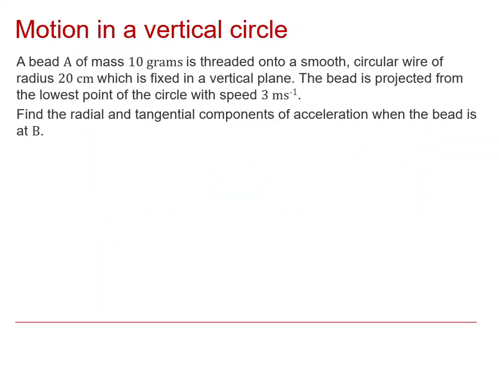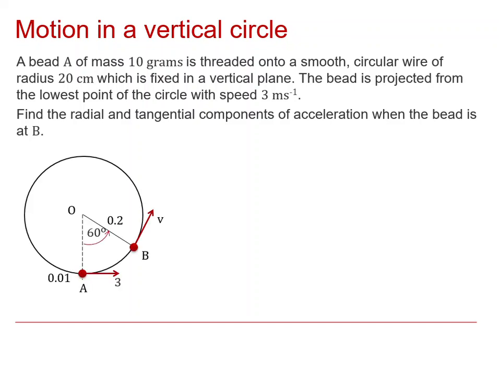A bead A of mass, be careful, 0.01 kilograms, is threaded onto a smooth circular wire. That means no friction. And the radius is 20 centimeters. Careful again, that's 0.2 meters. The bead's projected from the lowest point with speed 3 meters per second, and we want to find the radial and tangential components of acceleration when the bead's at B. Where on earth is B? Well, there's the diagram which tells us.